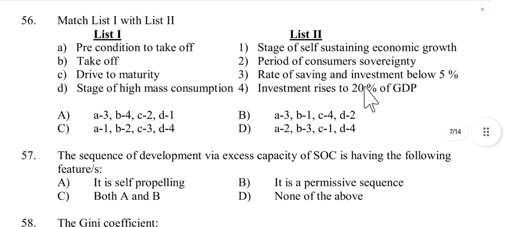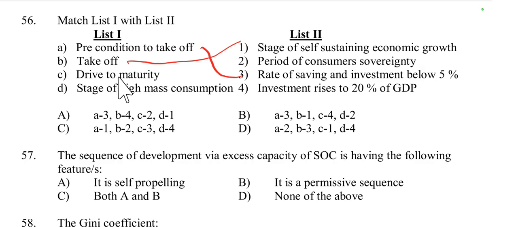Then question number 56, list 1, list 2: precondition to take off, drive to maturity, stage of high mass consumption. So the first stage is precondition to take off. It is the rate of saving and investment below 5%. So this is called precondition to take off. Then take off stage, it is the stage of self-sustaining economic growth.